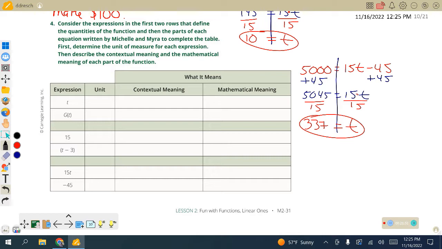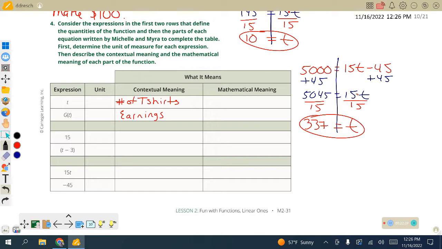So what have we been saying T represents? T-shirts, okay? Number of T-shirts. And we saw yesterday E of T. What did we say E of T was from yesterday? Money, earnings, right? And G of T, we're using a different variable because we have a different equation. But it's still representing your earnings. It's just that we're using a different equation, so we have to give it a different name.